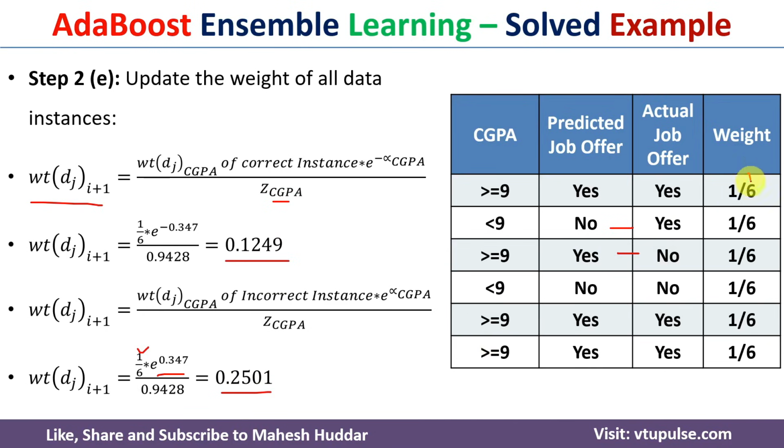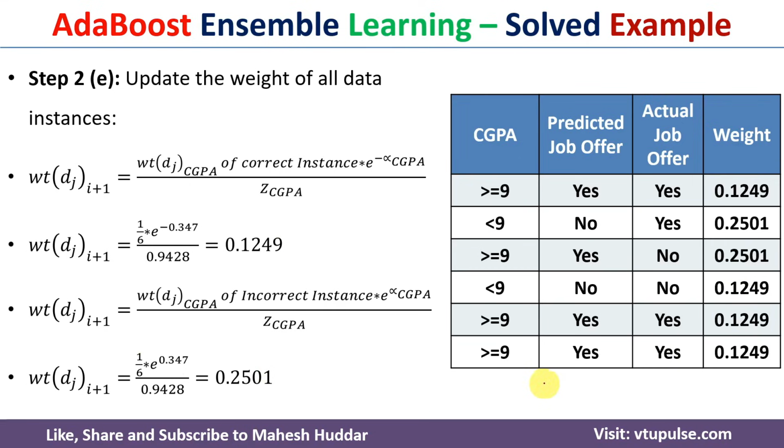So these are the old weights. These old weights will be replaced with these two weights. Whenever it is a correct classification, this is the weight. Whenever it is an incorrect classification, this is the weight. So this is what I have written in this table here. Now, once you are done with this, we have updated the weights for the CGPA attribute. That is nothing but we have updated the weights for the CGPA decision stump in this case.